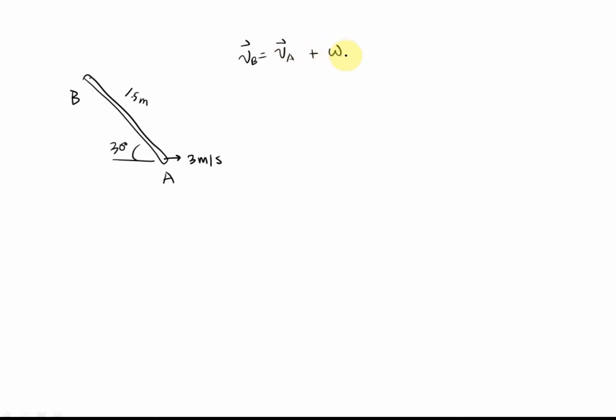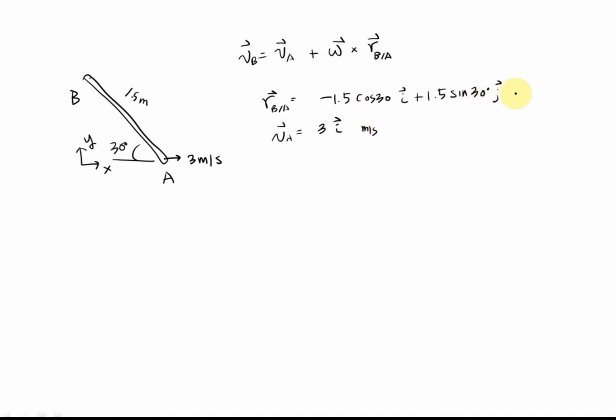then I do not know the angular velocity of the rod, and I have to find the position vector of B with respect to A. This is my X and this is Y, so the vector R_BA can be found like minus 1.5 cosine 30 I plus 1.5 sine 30 J. That's my R, and then my VA is 3 I, in meters per second, and this is in meters.